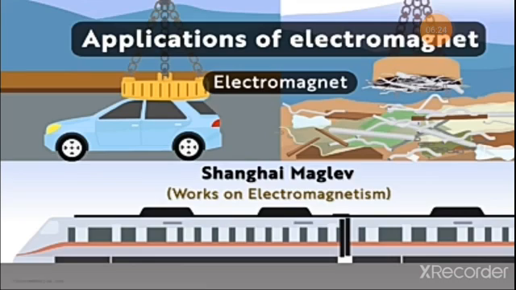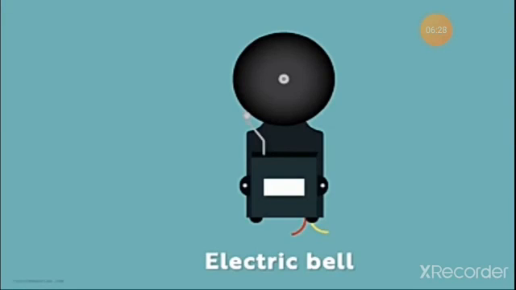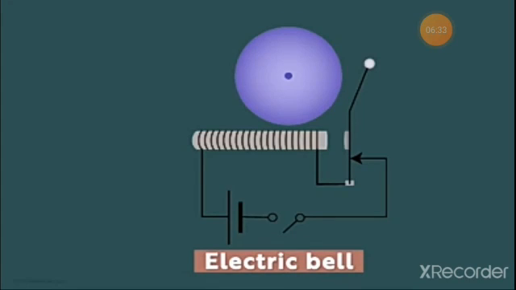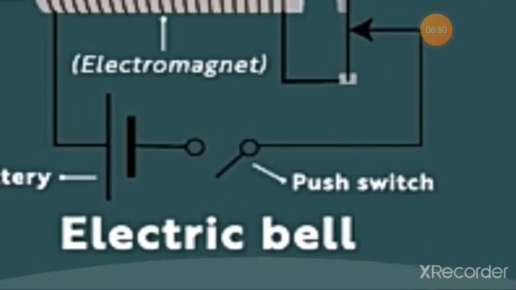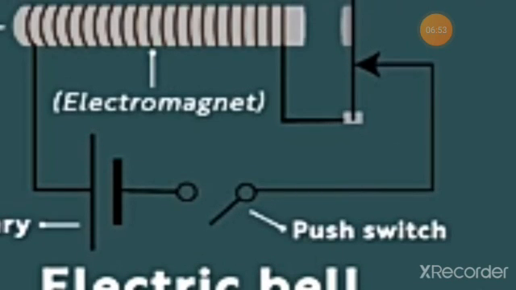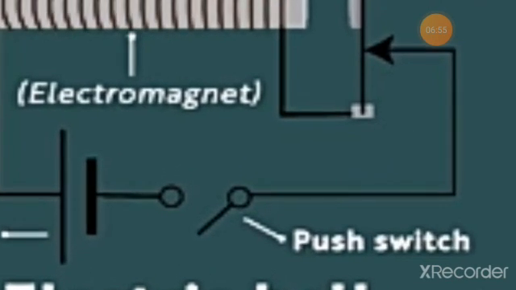Let's understand the use of electromagnets in simple devices such as an electric bell. Most of the bells that we see nowadays are electric bells. Here is a very simple diagram of an electric bell, which you can see on the screen. This is the inner structure of the bell. Let me first tell the names of its basic components. First is a push switch, which is nothing but the switch we press when we ring the bell.